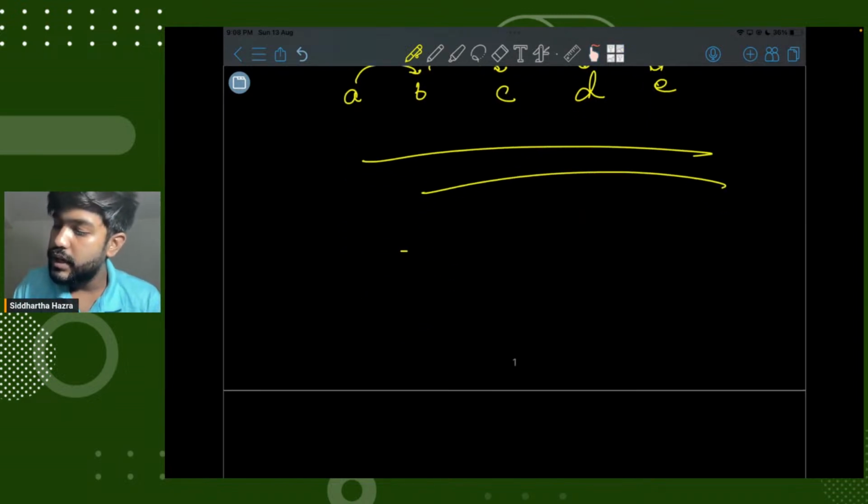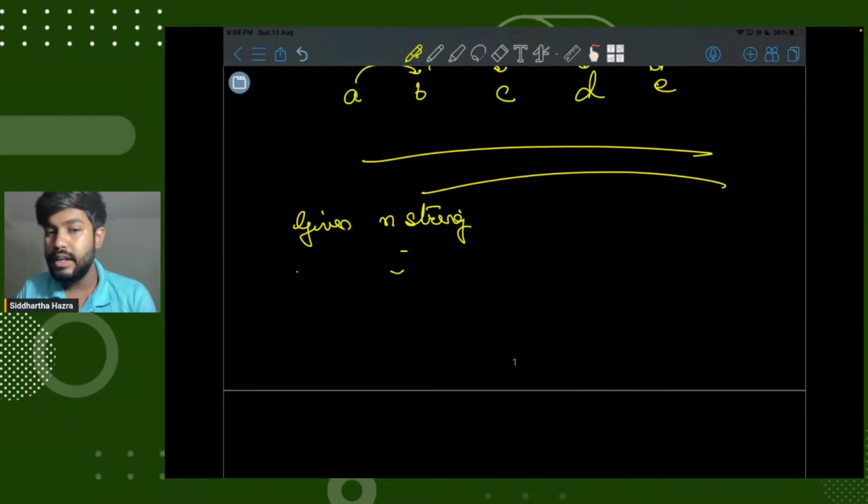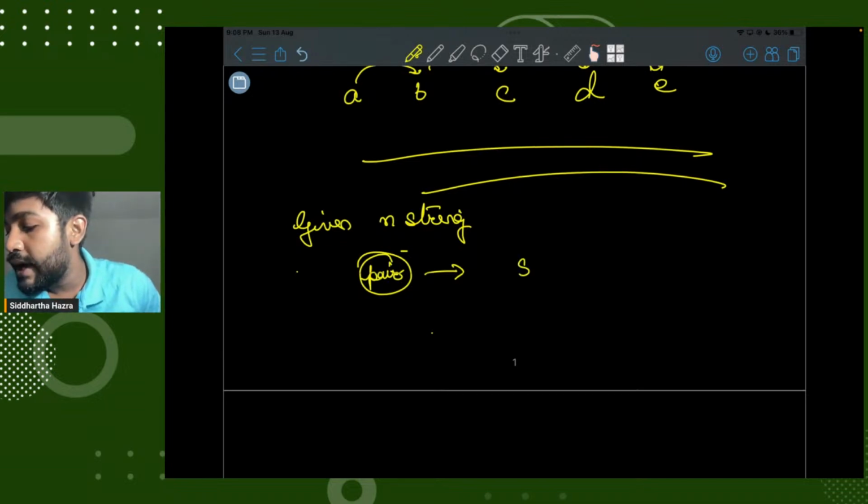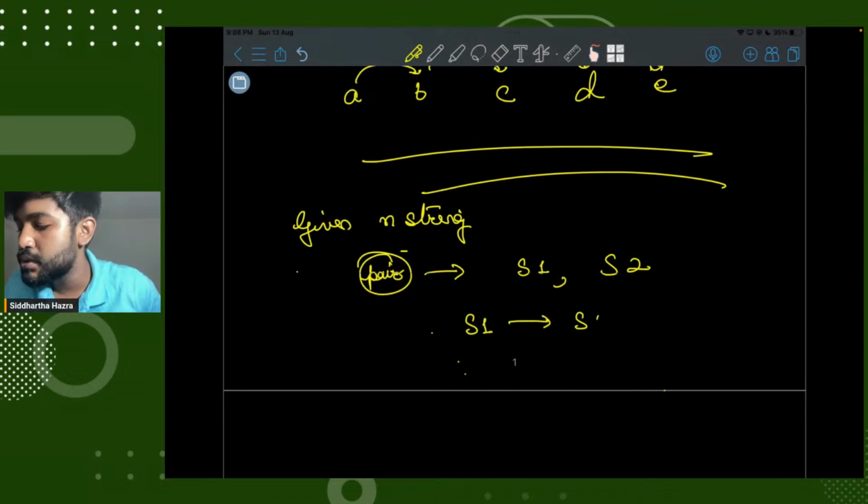So now here you are told that given n strings, each of the same length, you need to find a pair where the number of operations required to convert, let's say the pair is s1 and s2, the number of operations required to convert s1 to s2 and making both of them equal is the minimum number of operations.